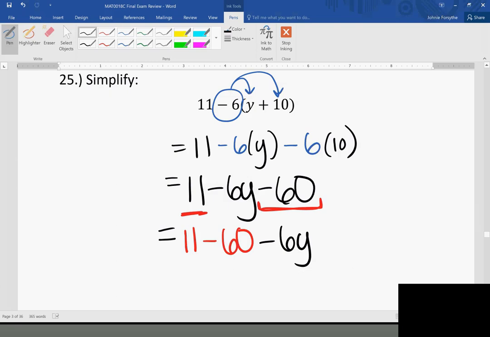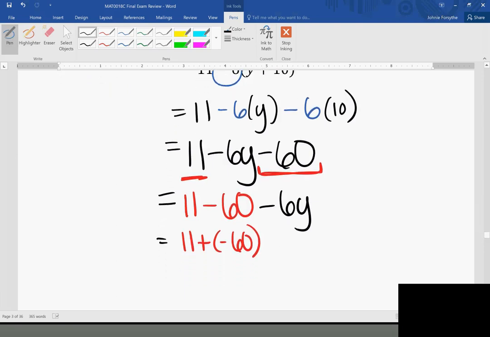So when I combine 11 minus 60, I can think of that as changing that to adding the opposite. 11 plus negative 60. So when I have different signs, I subtract and take the sign of the larger number. So the larger number is 60 here, so it's going to be a negative. 60 minus 11. 60 minus 10 is 50, so 60 minus 11 will be 49. So I have negative 49, and then bring down that minus 6y.